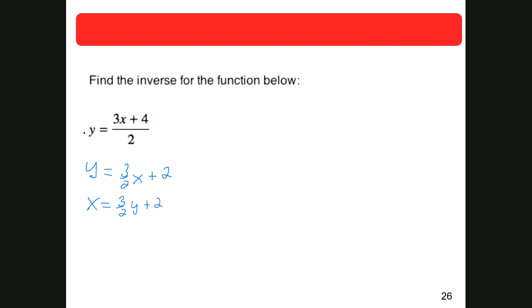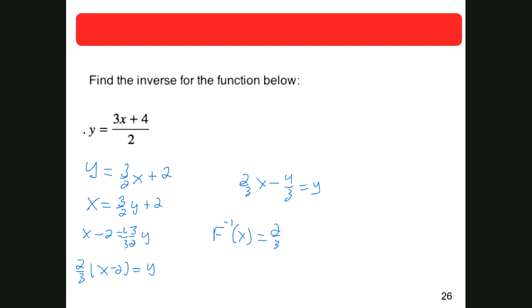So I'm going to subtract off 2, so that's x minus 2 is equal to 3/2 y. And then I'm going to multiply through by 2/3. So 2/3 times x minus 2 is equal to y. If I multiply through here, I end up with 2/3 x minus 4/3 is equal to y, or f inverse of x equals 2/3 x minus 4/3.